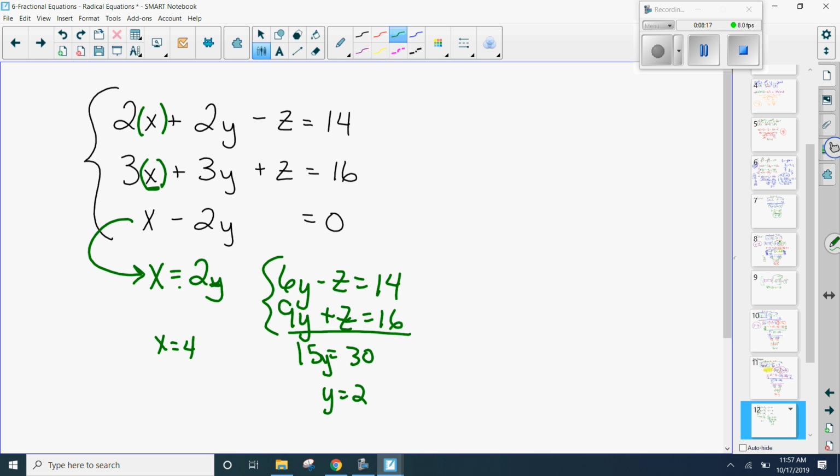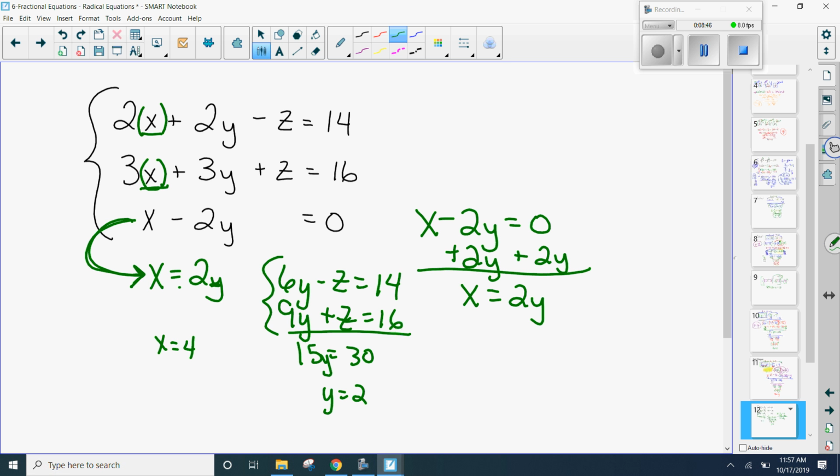The third equation, you work with first, and you get this right here. X equals 2y. So that's where you substitute into the other 2 equations. No. X minus 2y equals 0. I'm going to add 2y to both sides, and you get x equals 2y.